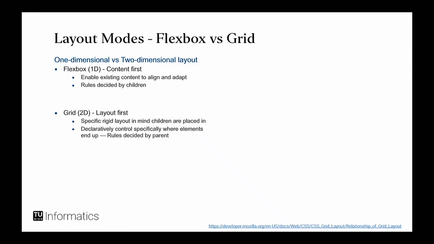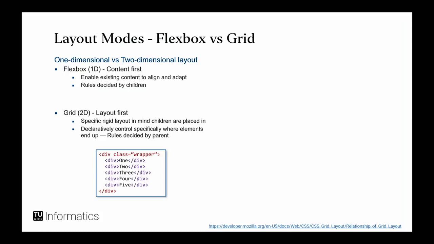And the nice thing is that you have a lot of declarative control where elements should end up, right? So the parent, as we saw before, can say, I want to have this amount of columns, this amount of rows, and I want things to look a certain way. And whatever the children do, they do, but I want to have this particular layout that I have in mind.